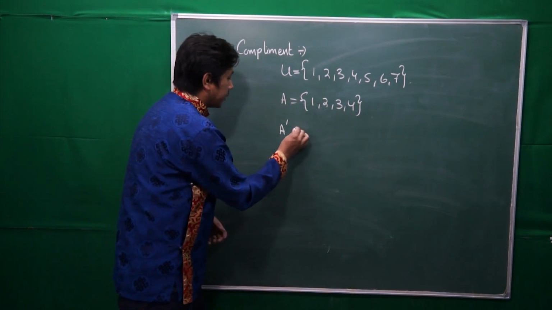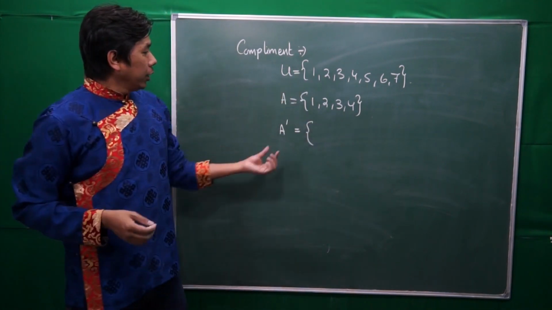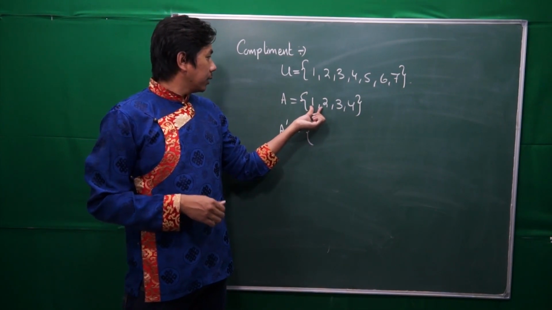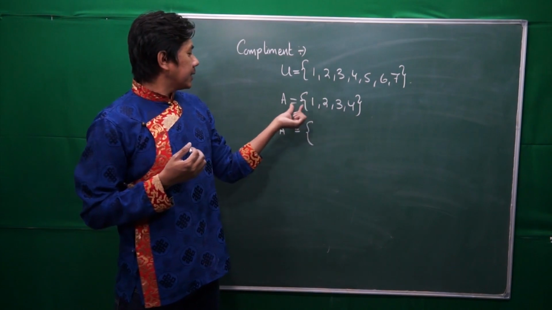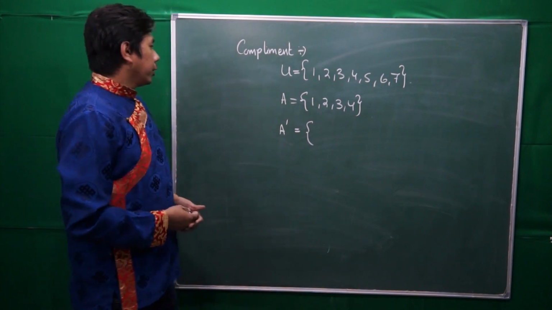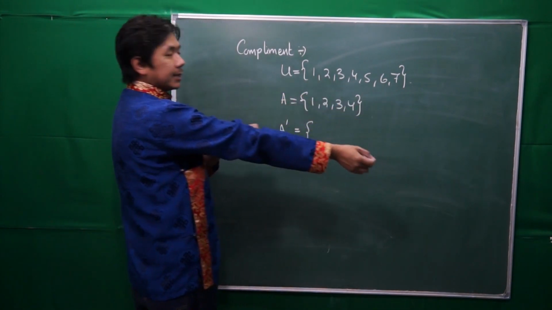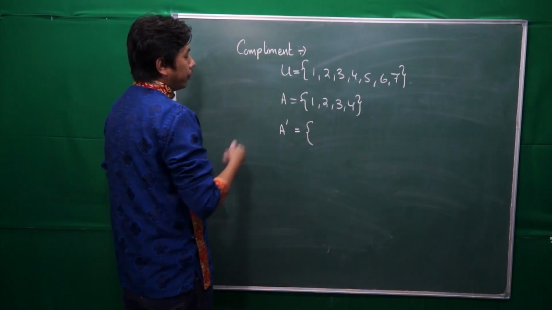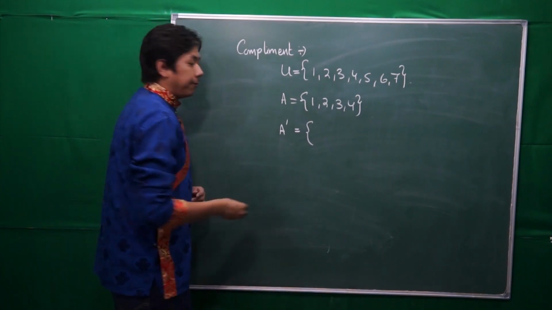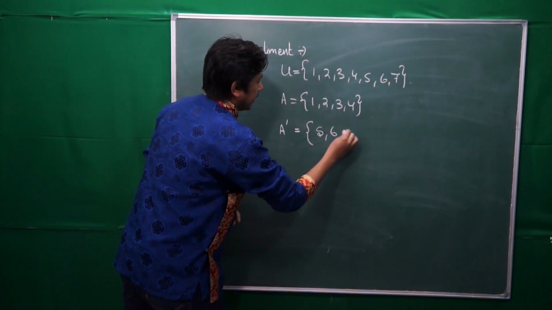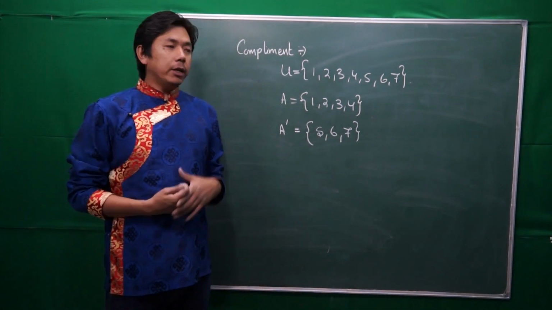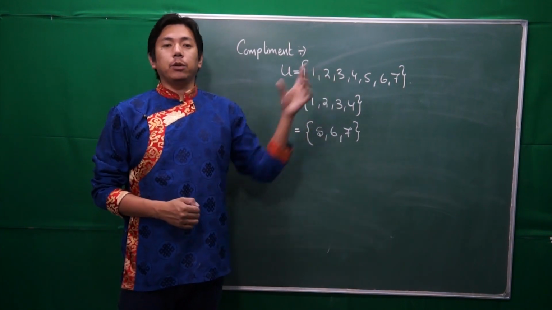Now what happens after this complement operation? You are going to get all the values that are left after set A has been subtracted from universal set U. Universal set U is 1, 2, 3, 4, 5, 6, 7. Set A is 1, 2, 3, 4. After removing set A from set U, what is left? We are left with 5, 6, 7. So this is the complement of A. Simple. All you need to do is remove all the elements of A from the universal set.